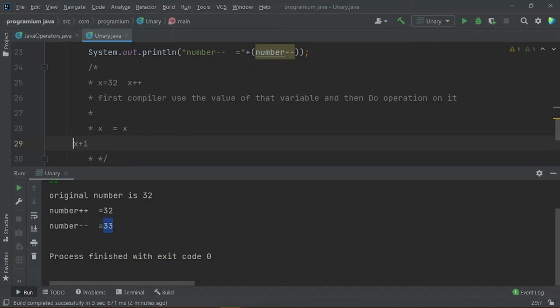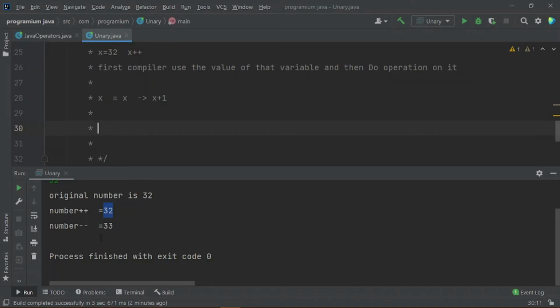So I am using this kind of notation here so that you can see that first the compiler reassigns the value to this variable again, and after that, depending upon the type of the unary operator, it does some kind of operation on it. So that's the reason the value of the number remains 32 here, so it showed 32. But what happened to this 33? It should have been decremented right now.